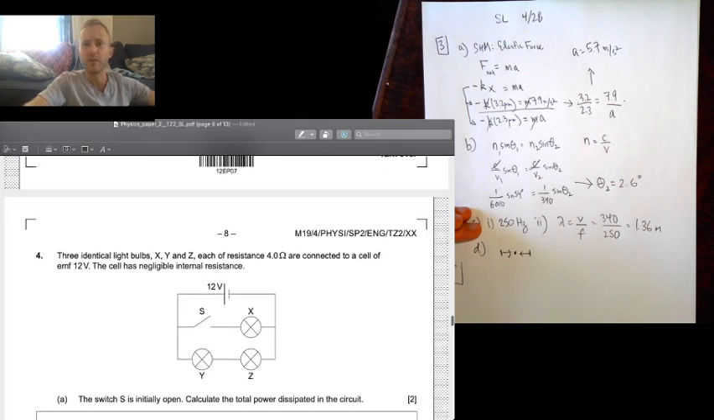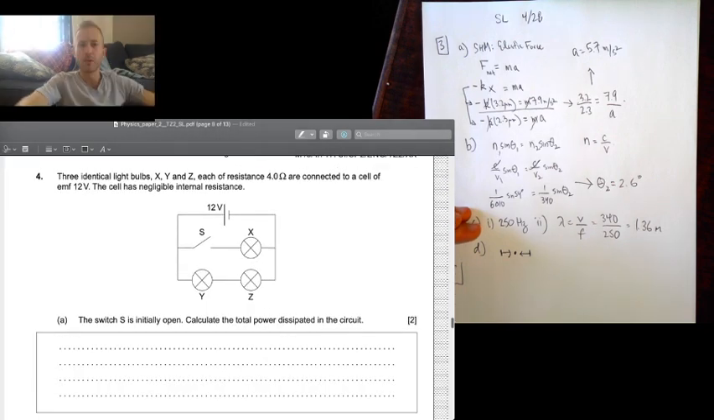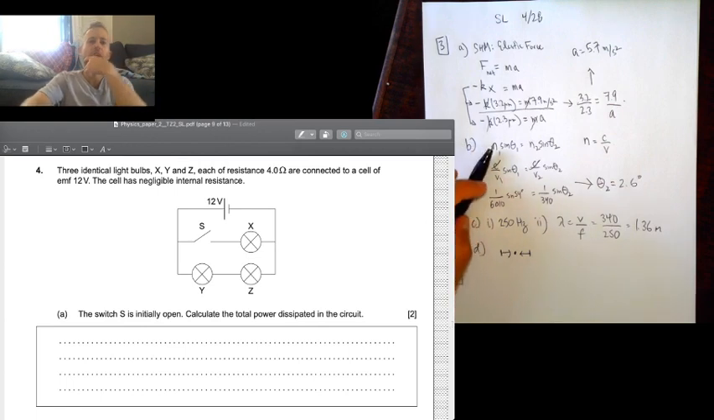All right, so number 4 is a circuit problem, it looks like. 3 identical bulbs, X, Y, and Z, each of resistance 4 ohms, are connected to a cell of EMF 12 volts. The cell has negligible internal resistance. The switch is initially open. Calculate the power dissipated in the circuit.